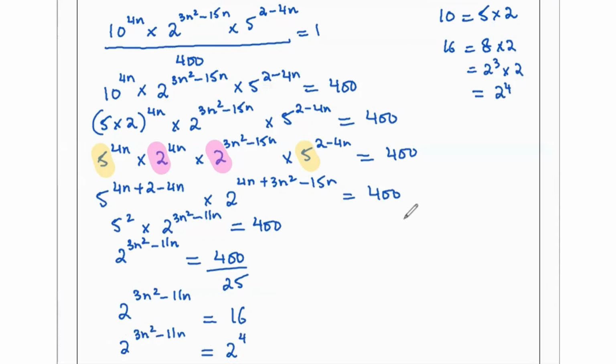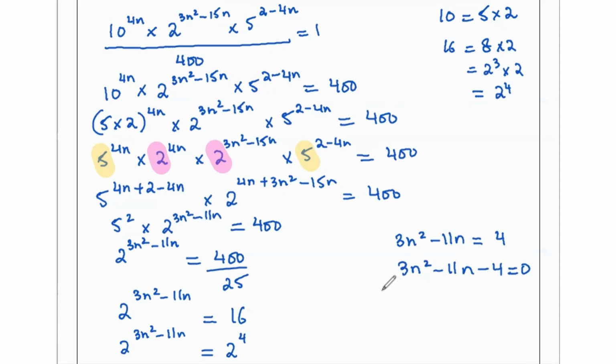Whenever we have the same bases existing alone on each side of the equal sign, we can put the powers equal to each other, which means 3n squared minus 11n equals 4. Bring the 4 to the other side. 3n squared minus 11n minus 4 equals 0. As you can see, we have a quadratic equation, and we will use it to find the value of n.